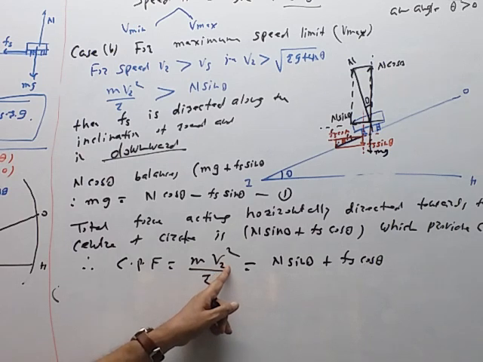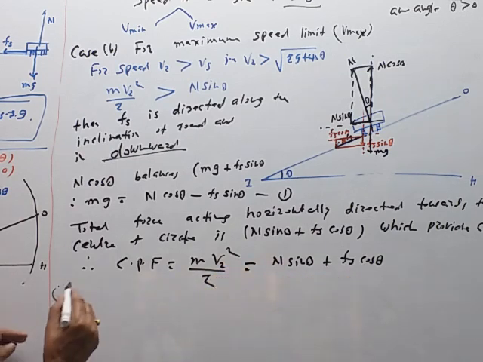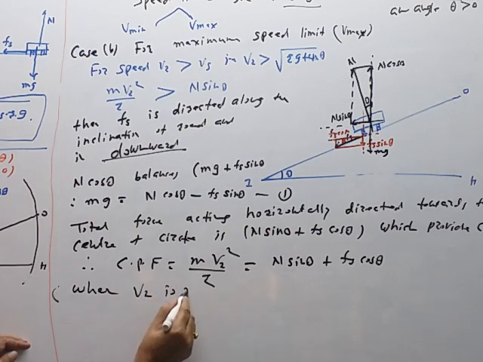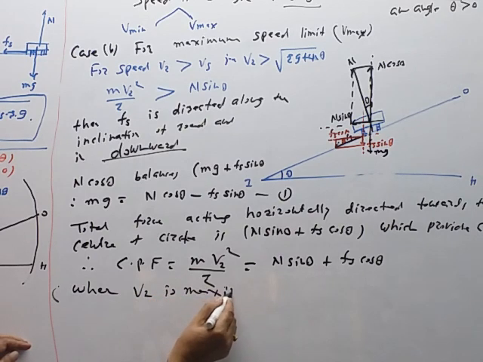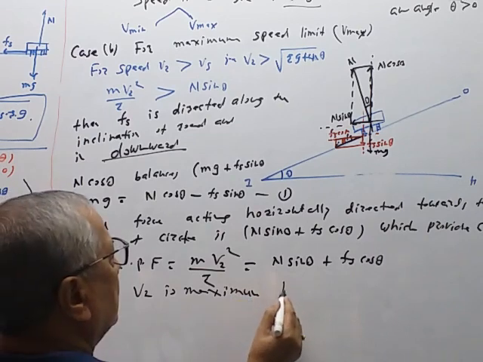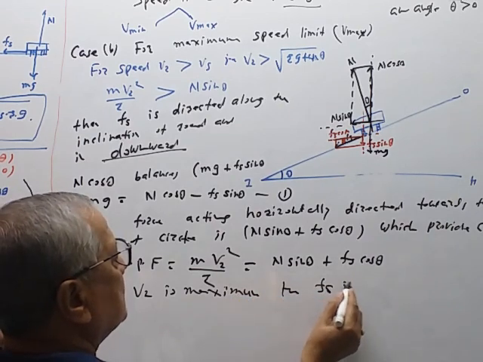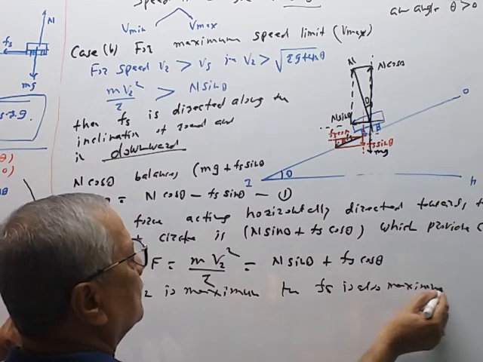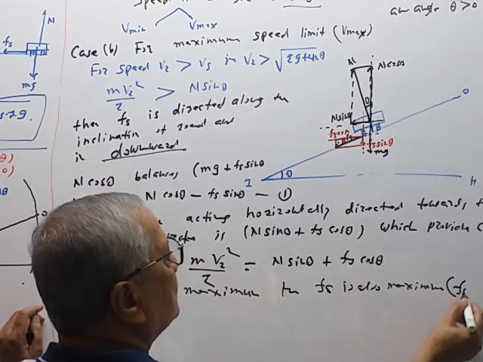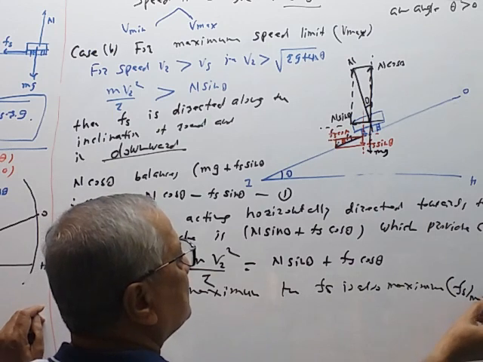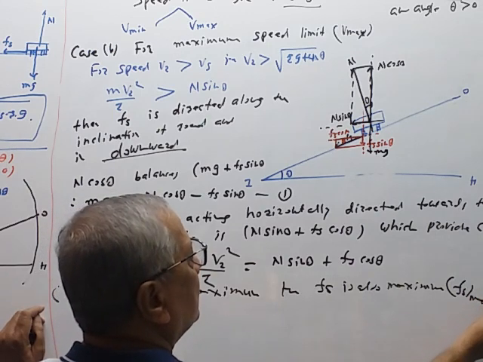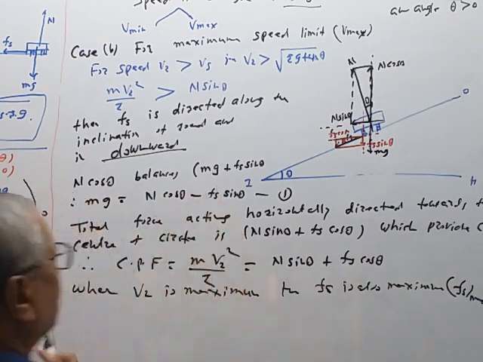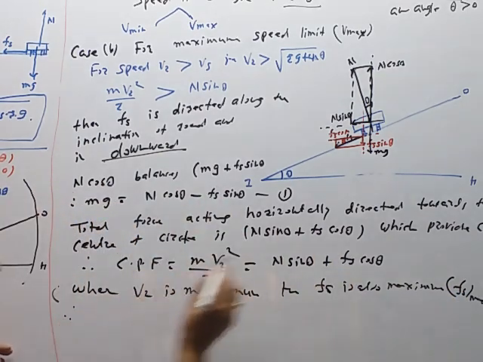So this v2 will be maximum when Fs is maximum. When v2 is maximum, then Fs is also maximum, and we know this relation, Fs max is equal to mu s into n. So we can put this value Fs max here also and here also, and therefore this is equation 2.